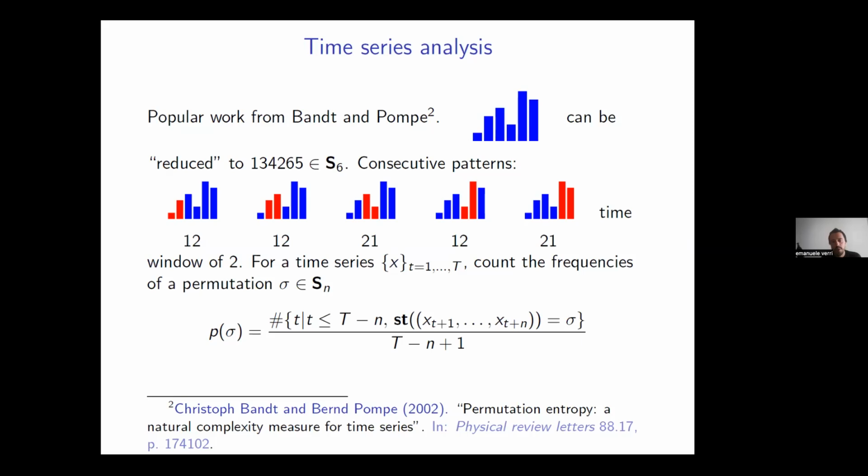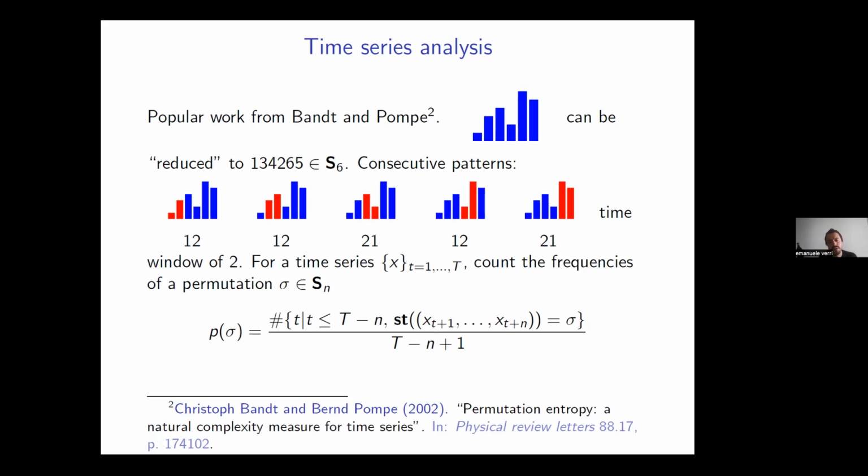One way to understand this behavior is to simply consider consecutive patterns. For example, I only consider the consecutive patterns of length 2, and I just look at the inversion, or the time that this time series increases. This is done for different choices of n. So there is a permutation entropy of order 2, of order 3, until order n, and it turned out to be a very successful tool in time series analysis.